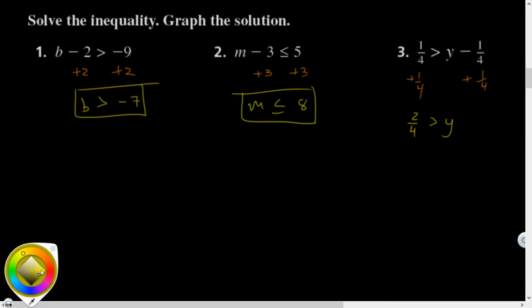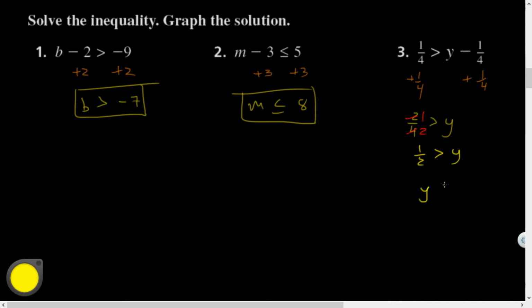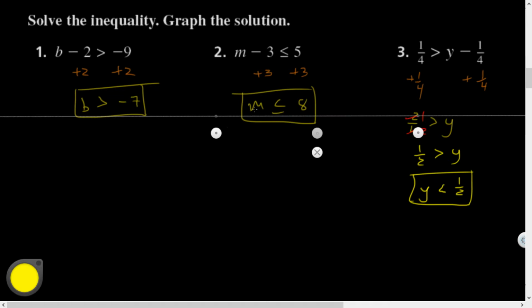Let's reduce that. 2/4. What number goes into both of those? Yeah, 2. 2 goes into 2 once and into 4 twice. So I'll get 1/2 is greater than y. And let's just flip this around while we're at it. I'm going to write that as y is less than 1/2. Notice when I do the flip, what happened? The inequality flipped as well. Flip it.